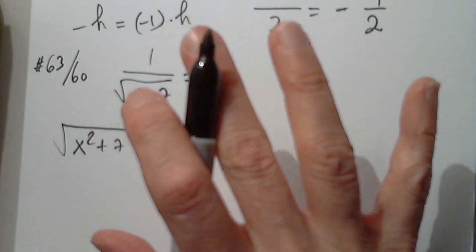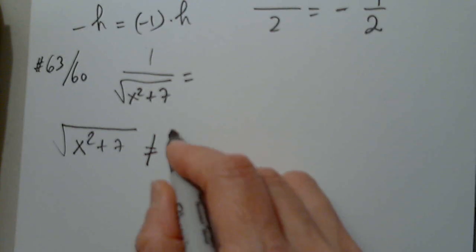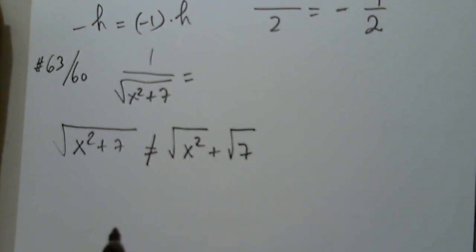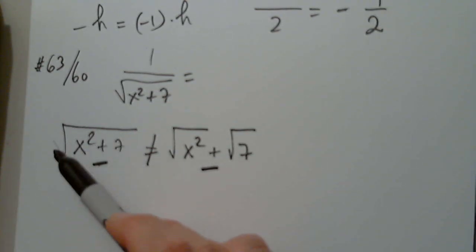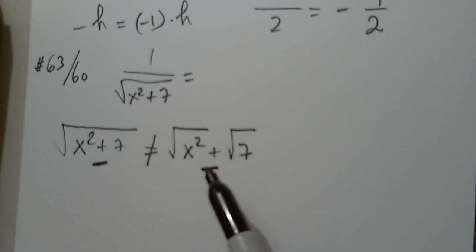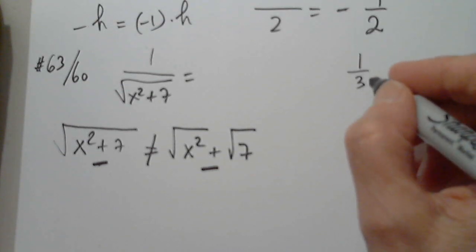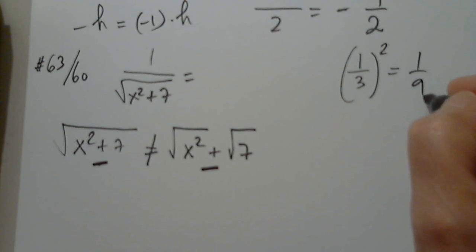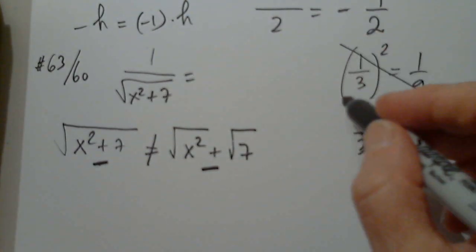I think I misunderstood, but I realized what you said. So please remember, this is never the square root of x squared plus the square root of 7. You cannot write something like this. If it's a negative, the same thing. So if it's a sum or a difference under the square root or any root, you cannot write this. Also, when I have a fraction like 1/3, if I square it, I get 1 over 9, but 1/3 does not equal 1 over 9. So we cannot square.